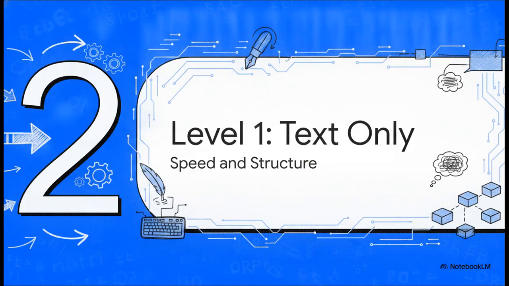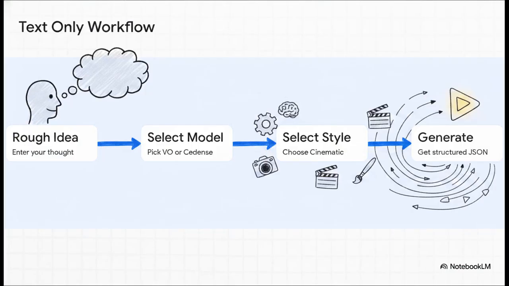So let's look at level 1, text only, speed and structure. This first mode is all about generating incredibly deep structure with maximum speed, completely bypassing the manual labor. The workflow here is delightfully simple. You just input that rough idea you have in your head. Next, you select your target AI model, say Seedance or Veo. Then you literally just choose your vibe, selecting a style like cinematic, B-roll, or motion graphic, and you hit generate. That's the whole shebang. You don't have to code the JSON. The custom prompt generator automatically builds the entire architectural blueprint for you in seconds.